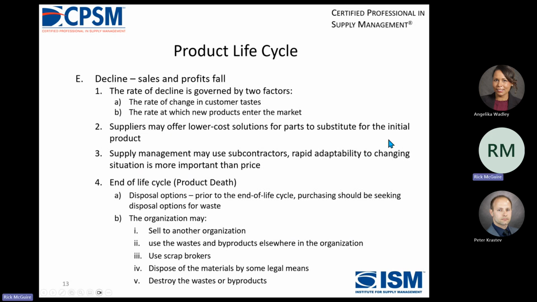Supplier may offer low-cost solutions. Management may use subcontractors. This is where diesel trucks are going to become tricky, because as we reduce volumes, our pricing starts taking a hit.